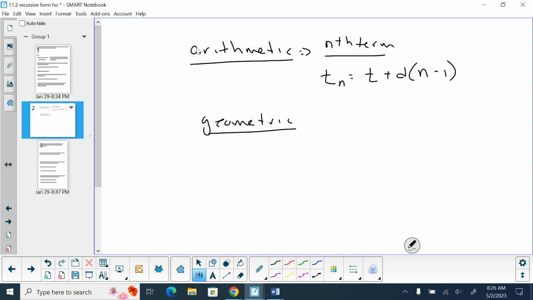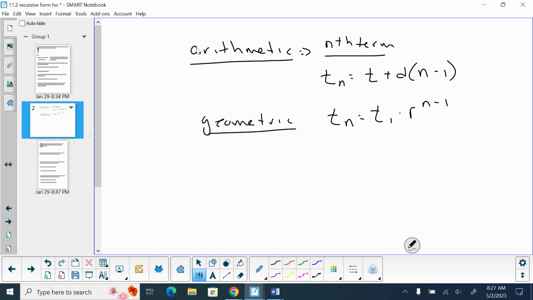And when we're talking about a geometric sequence, to find this nth term, we take our first term times r to the n minus 1 power. These are the two formulas that you can utilize to determine and manipulate.